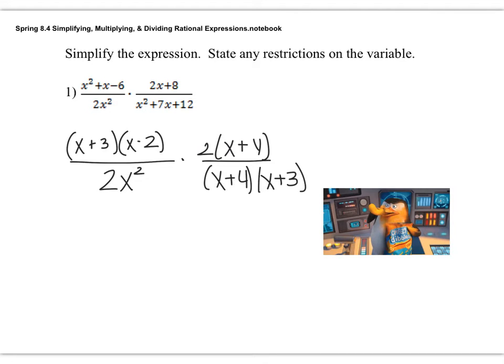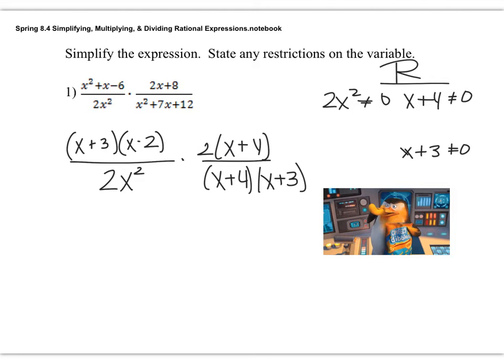All right, so I did step 1. I factored everything I possibly could. Step 2 is my restrictions. I'll put them over here off to the side. Now, the restrictions come from every bottom piece, every denominator. So you're going to have 2x squared cannot be 0. You're going to have x plus 4 cannot be 0. And you have an x plus 3 cannot be 0. Restrictions are the denominators, the bottoms of the fraction only.